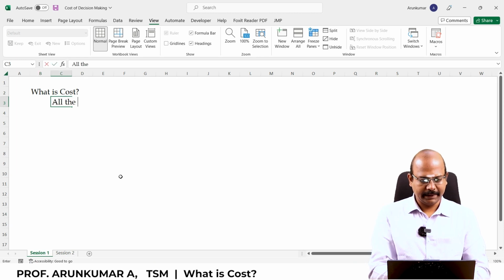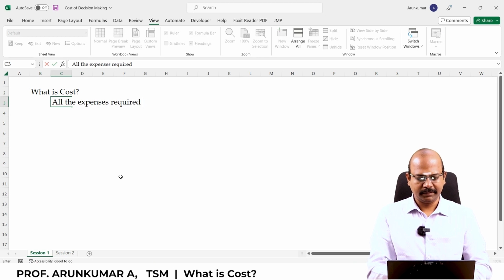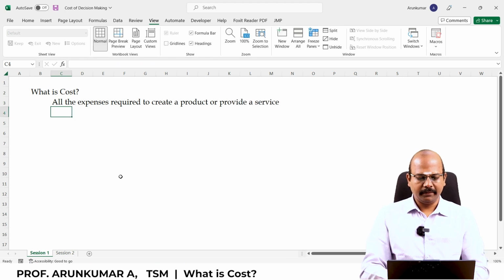So what is a cost? Cost means all the expenses required to create a product or provide a service. Here we are going to understand separately for product and separately for service. If it is a product, there also expenses are involved for creating the product. If it is a service, there also expenses are involved for providing that service. In both situations, cost is inevitable.